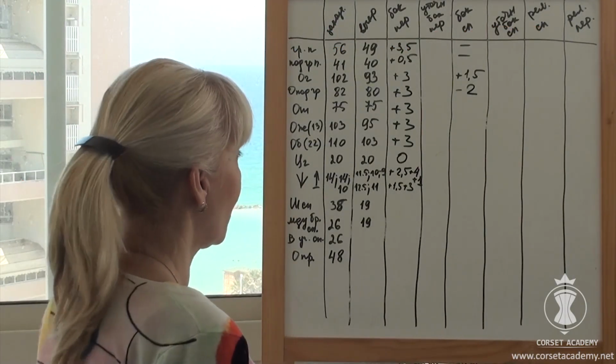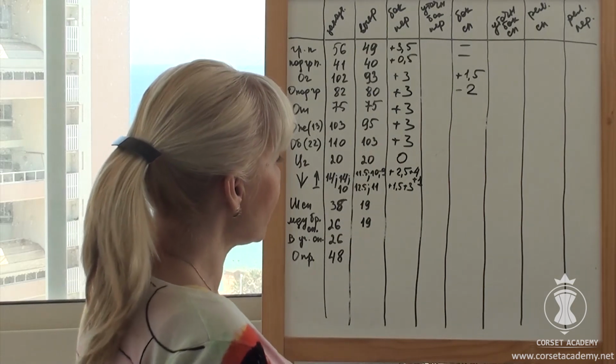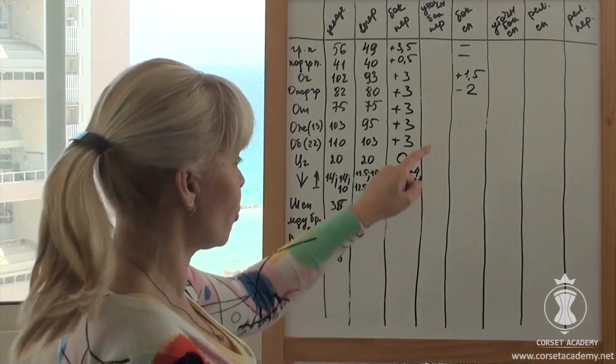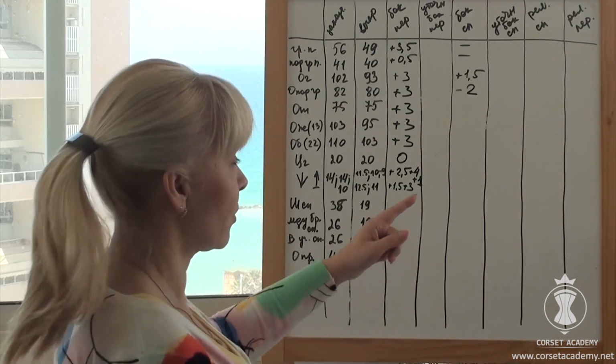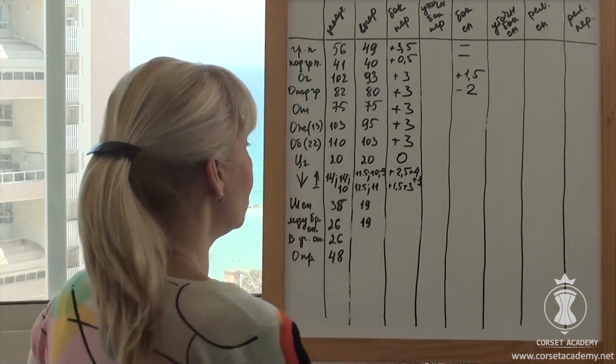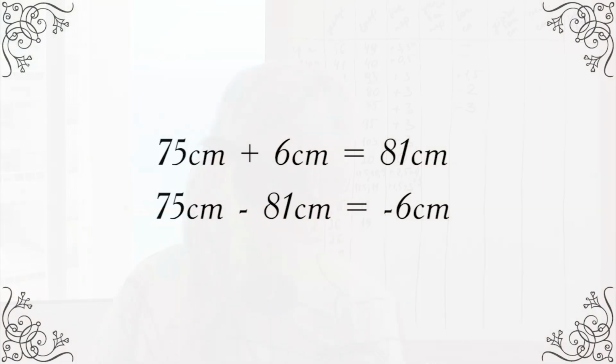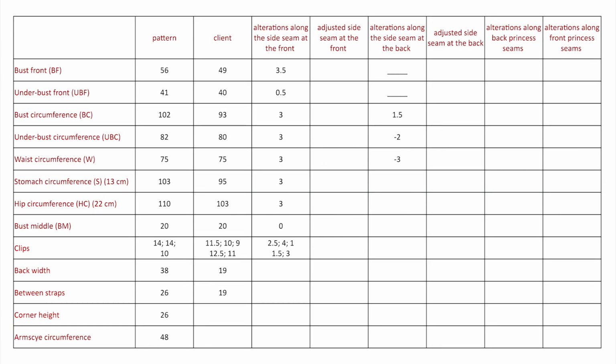Waist circumference. It is 75 centimeters on the client and 75 centimeters on the pattern. However, I have already expanded the pattern by 3 centimeters from each side, a total of 6 centimeters. 75 centimeters plus 6 centimeters equals 81 centimeters. 75 centimeters minus 81 centimeters equals negative 6 centimeters. I divide it in half. As a result, I need to narrow the back down by 3 centimeters from each side. I write negative 3 centimeters in the table.